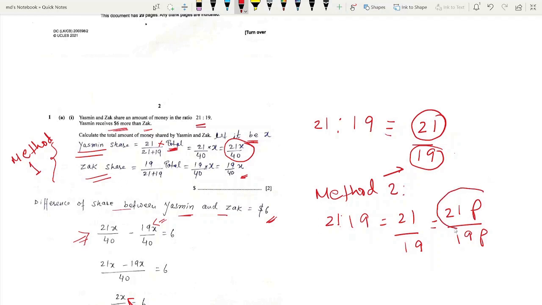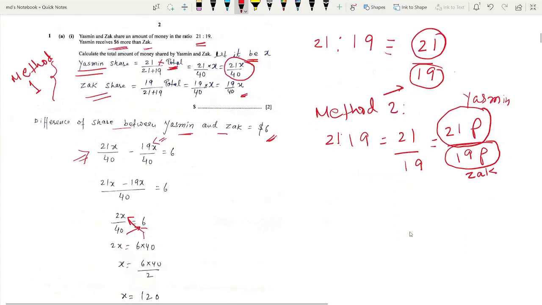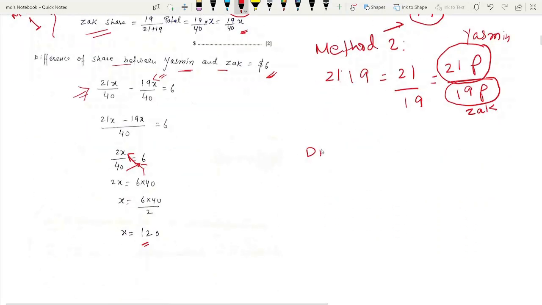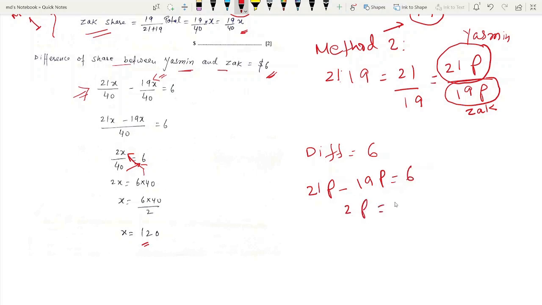But this part we can consider as the amount of Yasmin, and this part we can consider as the amount of Zach. So this is the amount of Yasmin and this is the amount of Zach, right? So now the difference is given to us, yes or no? What is that difference? The difference is 6. So Yasmin's amount 21p minus Zach's amount 19p is equal to 6, right? So this is 2p. 2p is equal to 6, and p is equal to 6 over 2, which is 3, right? We got the p value. I told you p can be any number, so we got the p value.